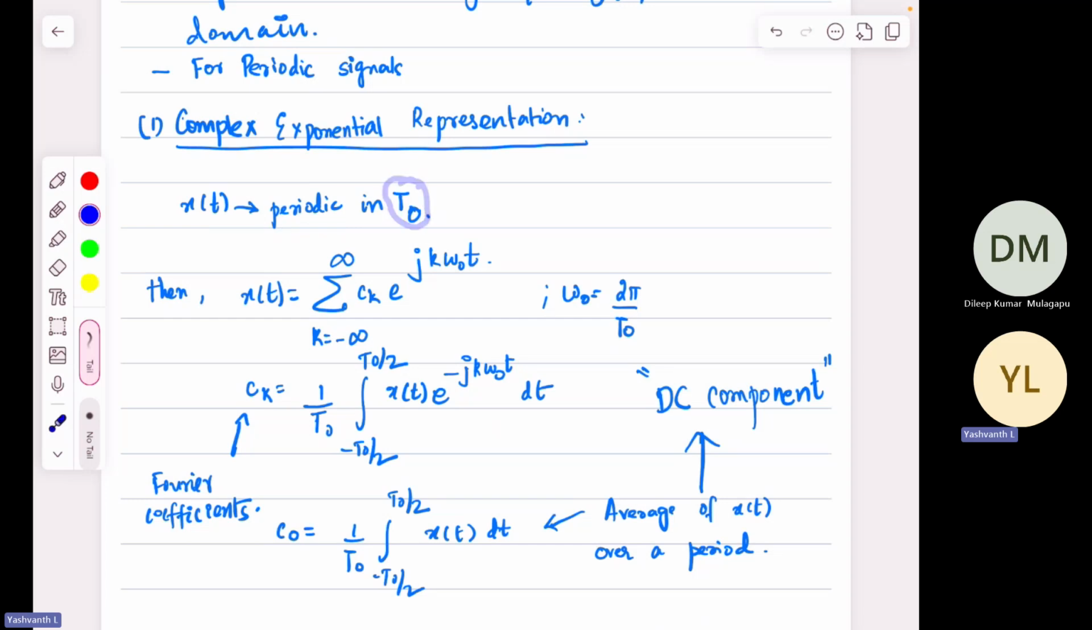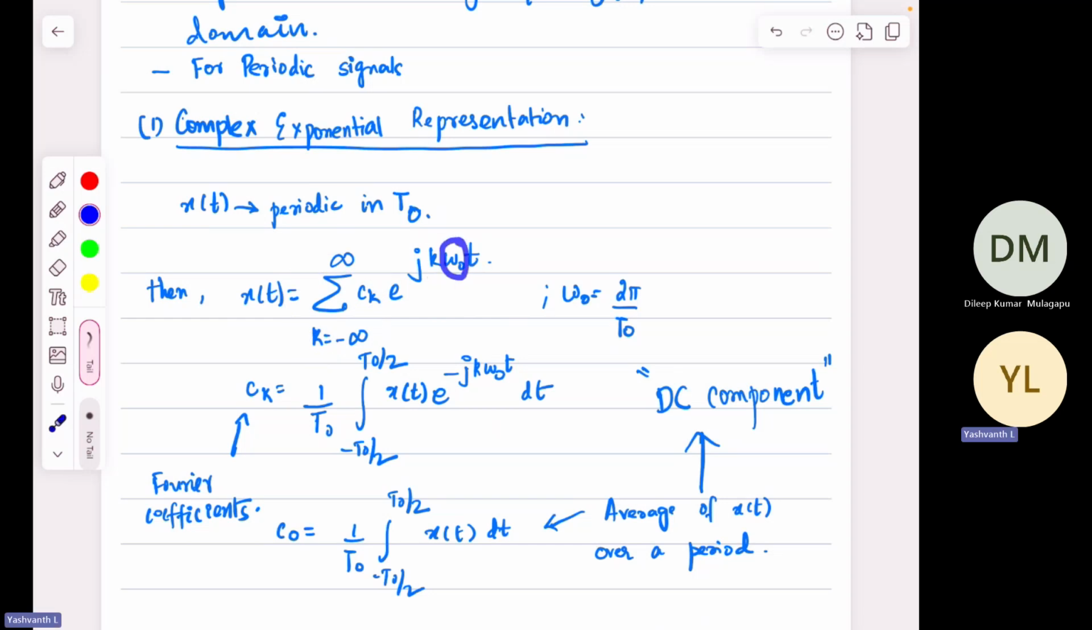Then what the complex exponential Fourier series representation says is that you can always represent your given continuous time domain signal x of t as the sum of ck times e power jk omega naught t, where k runs from minus infinity to plus infinity. ck is some constant that depends on the index k for which you're running the sum, times e power jk omega naught t.